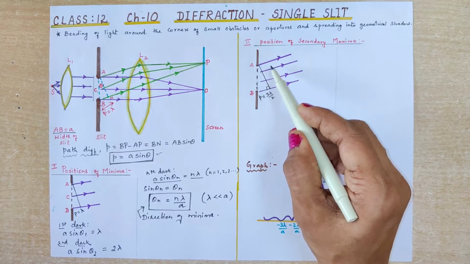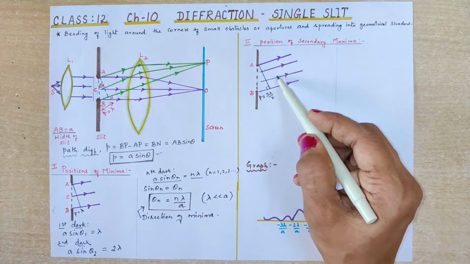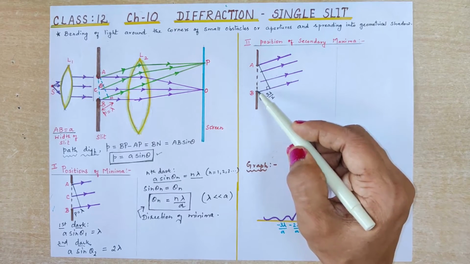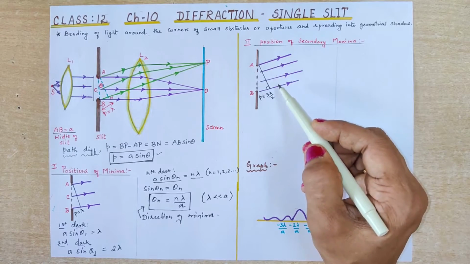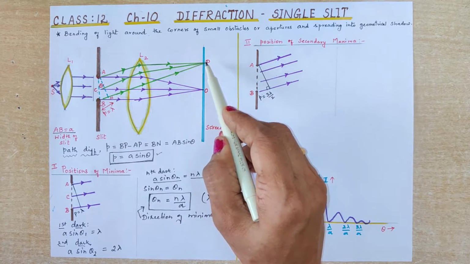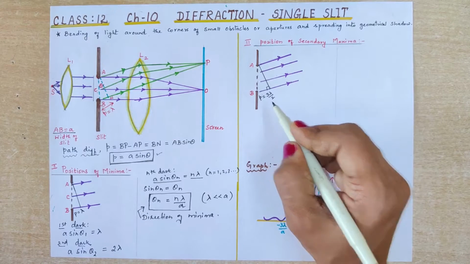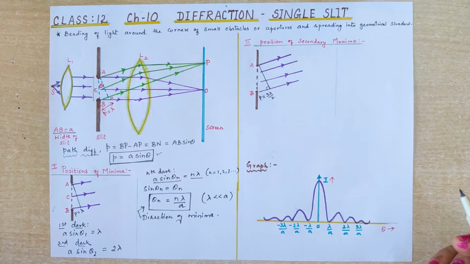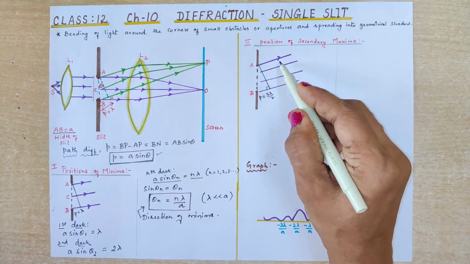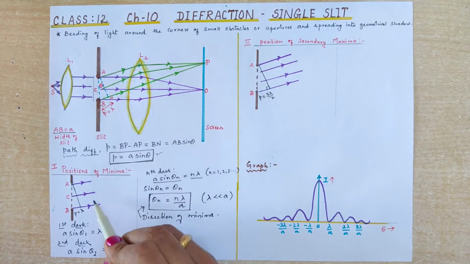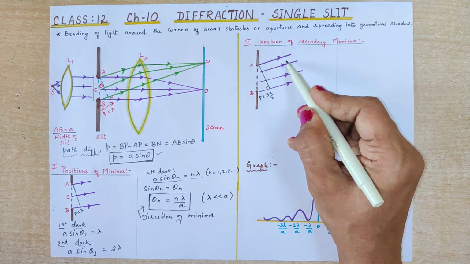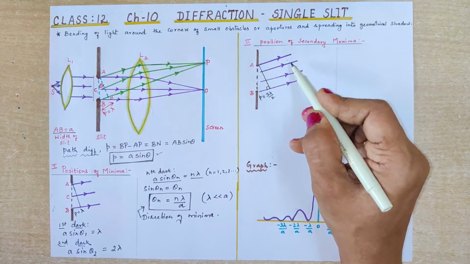That is possible when the slit is divided into three equal parts. AB is divided into three equal parts. Let the point P be so located that the path difference is 3 lambda by 2. That is, the slit AB is divided into 3 halves, and the path difference between the first 2 halves will be lambda by 2, as we have discussed here.